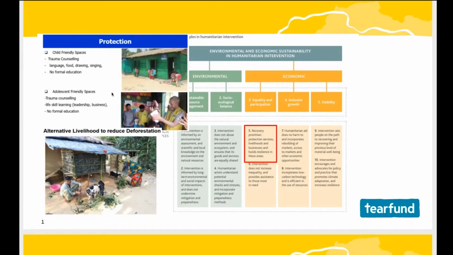So we had to create a different, alternative livelihood for them, to reduce deforestation, because we believe we just cannot tell them to stop chopping down those trees. Right now we are giving a lot of alternative livelihoods like goat rearing, cow rearing, poultry, and other available options, and we are already getting a good result. Deforestation has already been reduced a lot. That is covered under our principle number 5: recovery, priorities, protection, services, livelihood, and business, and building resilience in those areas. Next slide.